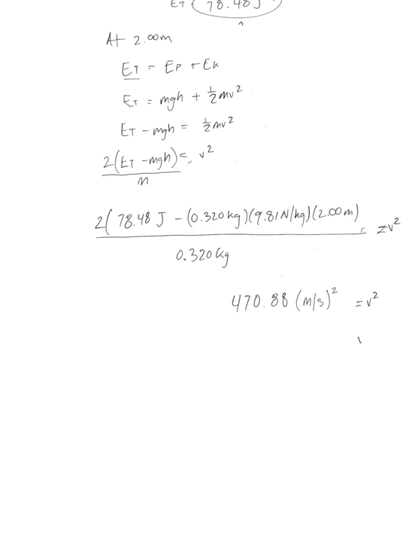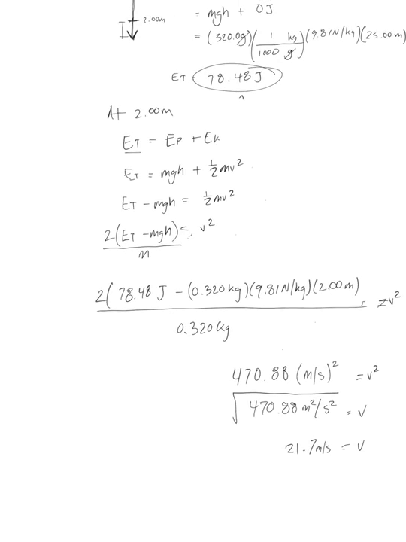Okay, and if I want to figure out the velocity, then I take the square root of both sides, and so the square root of this meters squared per second squared, and the velocity then is 21.69, or 21.7 meters per second. So that's how these are solved.